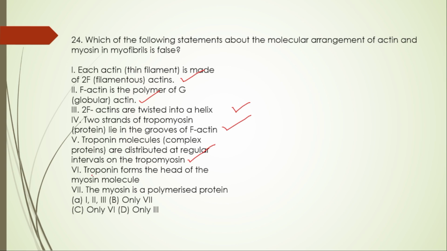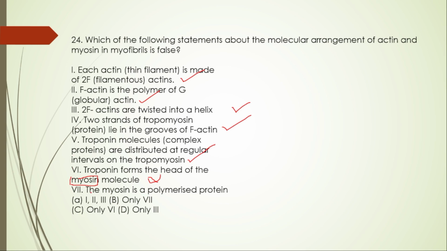And the sixth one, troponin forms the head of the myosin molecule. This one is wrong, because troponin is a component of a thin filament, that is the actin filament, not the myosin molecule. Here he gave a myosin molecule, isn't it? But actually it's actin. The head of the myosin molecule is formed by heavy meromyosin, that is HMM.